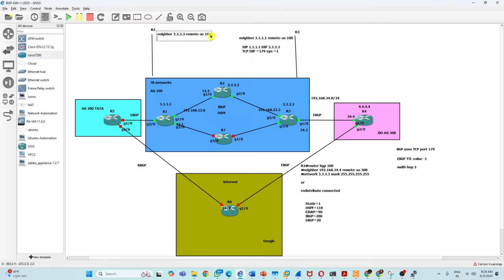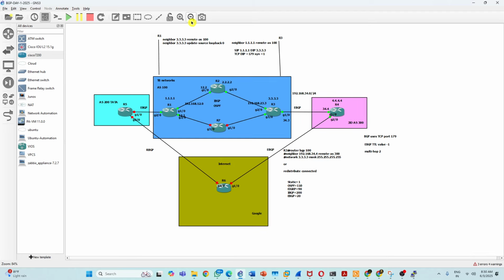So what do you need to give here? Yes, sir. Please listen to this class one more time if you want clarity. Update source, loopback 0. So the loopback is 1.1.1.1. You will get this. Do you need this screenshot? Okay, fine. Before sending, does anyone have any questions?